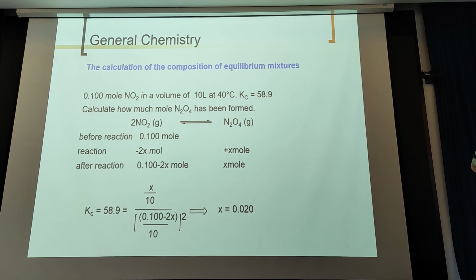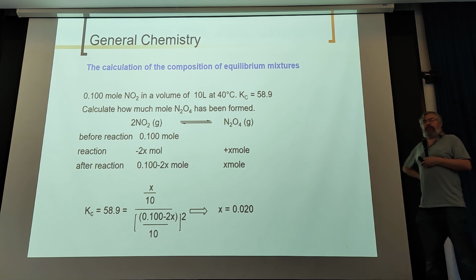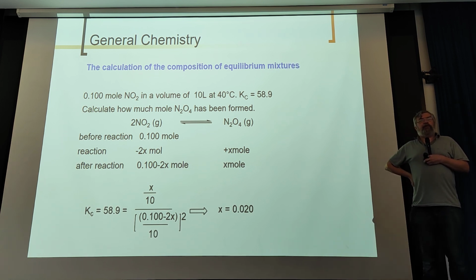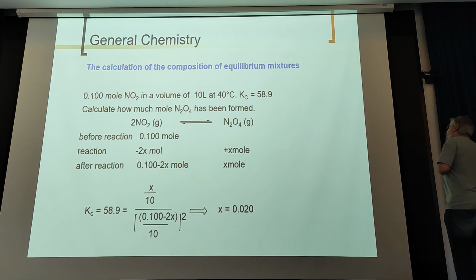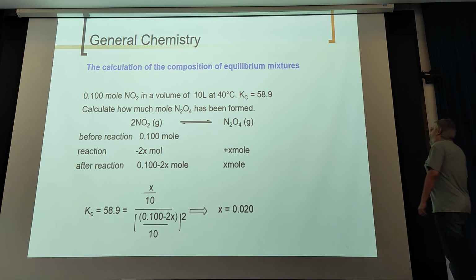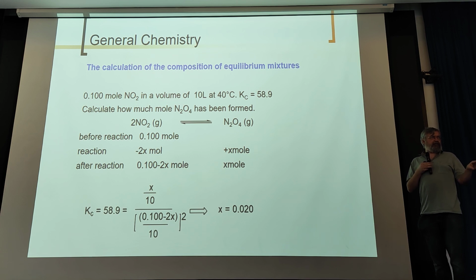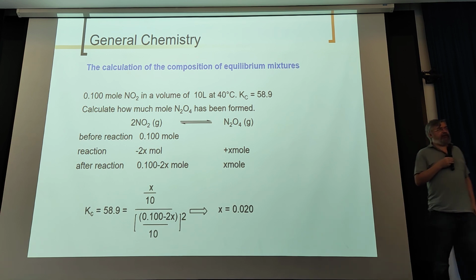So we can actually go in the reverse way. If we have K, we can calculate the concentrations of an equilibrium mixture. So suppose we now have NO2, and for NO2 we earlier already calculated Kc and Kp in the beginning of this class. So we bring it now into a volume of 10 liter at the same temperature, so K remains the same, 40 degrees Celsius. So we knew already that Kc was 58.9.